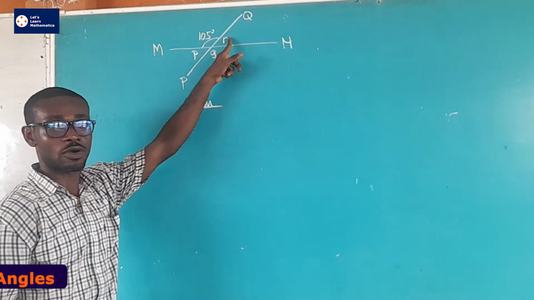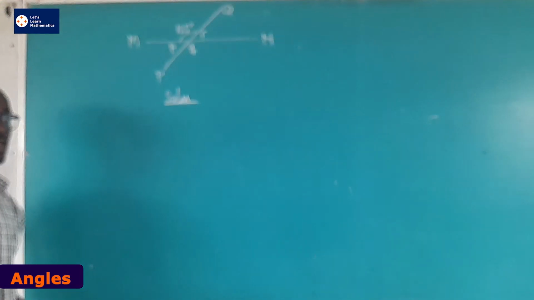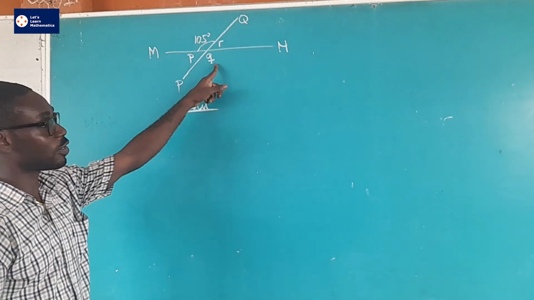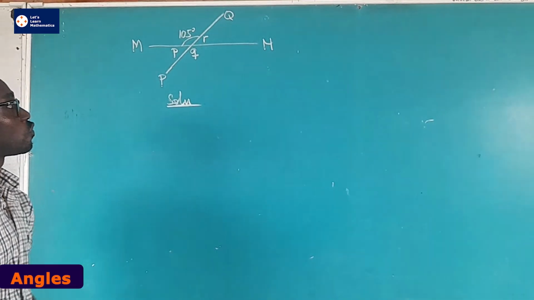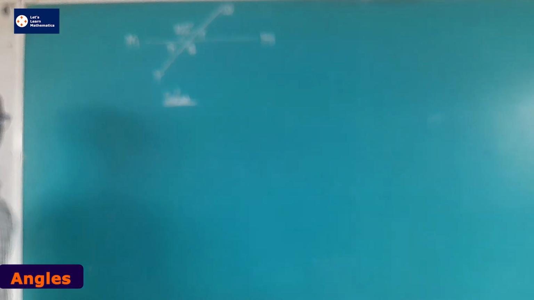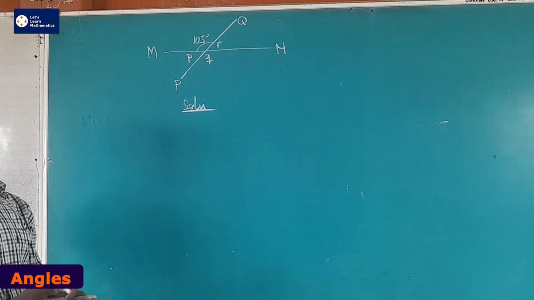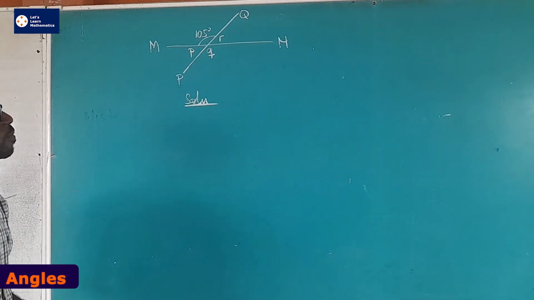Okay, so now we have a similar diagram. By this time we have angle P here, angle Q here, and then angle R here. So we are going to use the angles that we have learned. That is angles on a straight line, vertically opposite angles, and the rest.